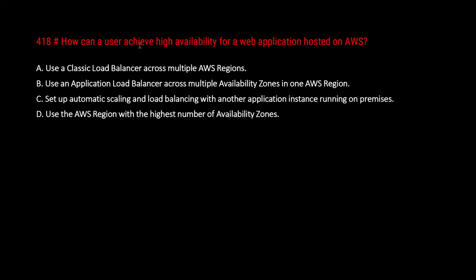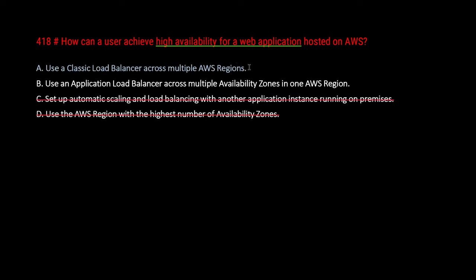How can a user achieve high availability for a web application hosted on AWS? It's very easy. Let's look at the options. We know the answer already, but let's look at the options. Use the AWS region with the highest number of availability zones. How is that going to help high availability for a web application? No. And then you have set up automatic scaling and load balancing with another application instance running on-premise. Why is on-premise involved in this? Cross it out. We are talking about hosted on AWS.